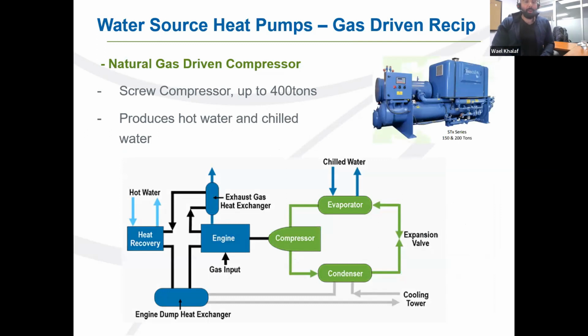If I'm in the same kind of realm of gas-driven compressors or heat pumps, here we have more of a traditional chiller. This will use a screw compressor, and I can get it up to 400 tons. And again, this will be able to use the same logic of what I was looking at in the previous slide, producing hot water and chilled water.